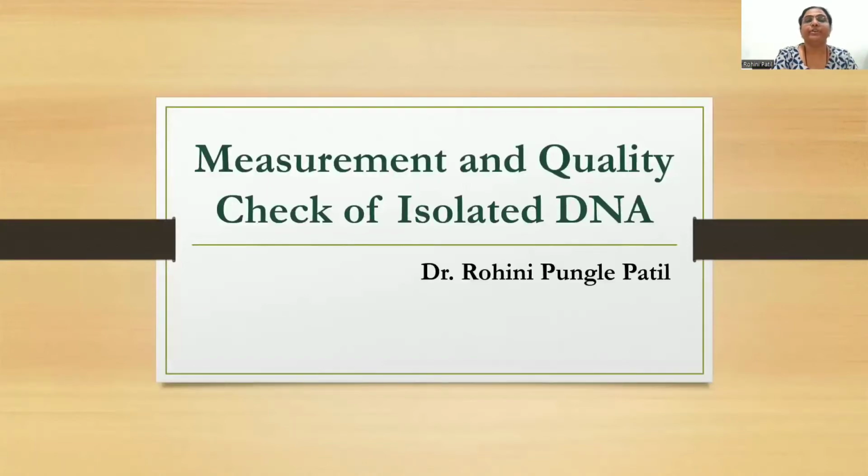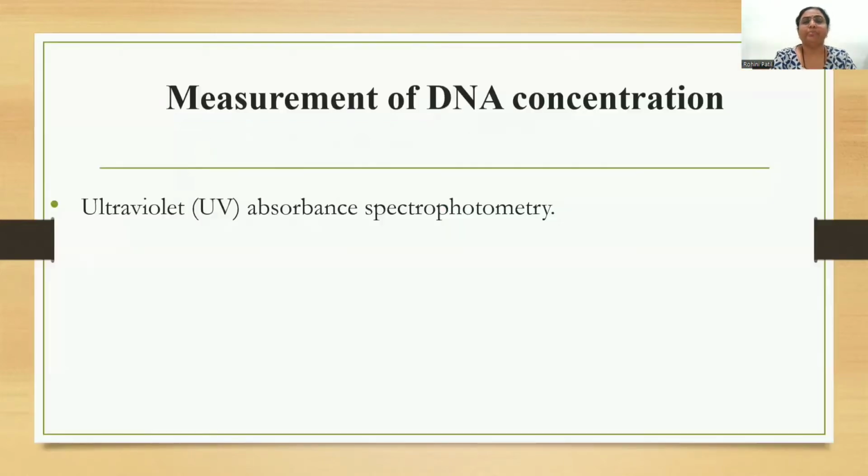Welcome. Today's video is regarding the measurement and the quality check of the isolated DNA. The DNA can be isolated from bacteria, plant cells, animal cells, fungi, or viruses. When we are isolating DNA from bacteria, it can be plasmid DNA or genomic DNA. Whatever the DNA that has been isolated, we have to find out its concentration.